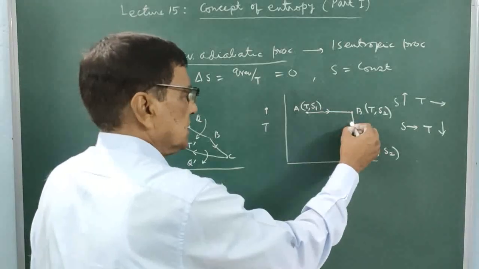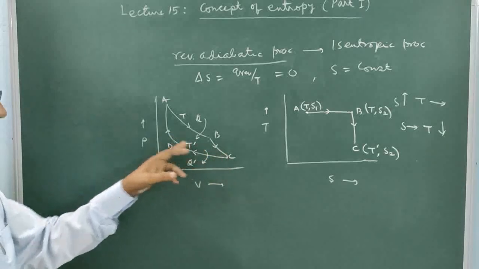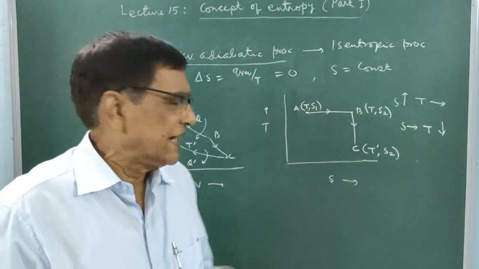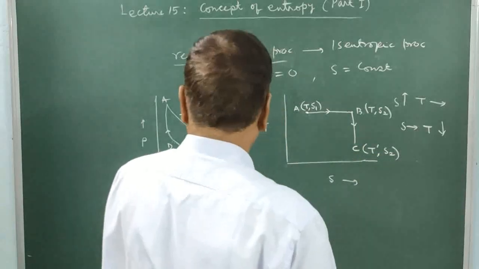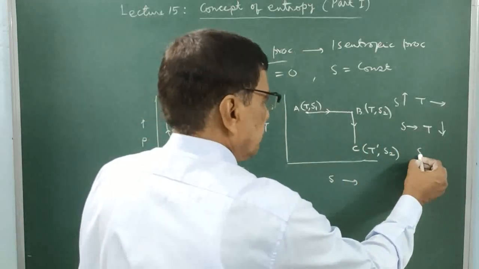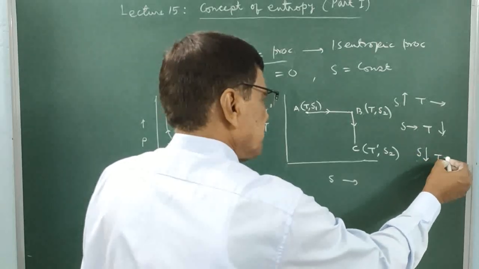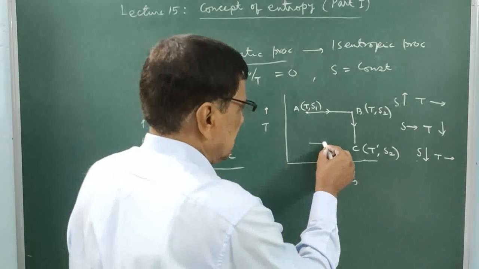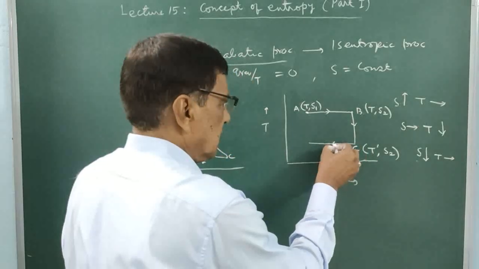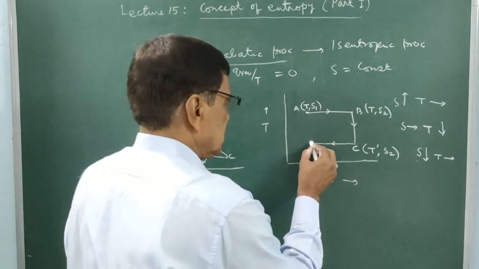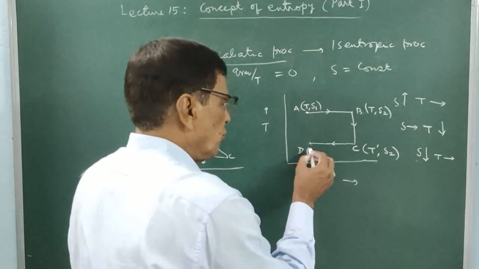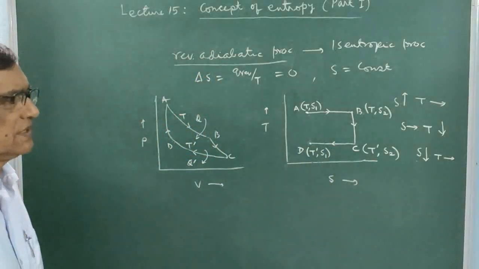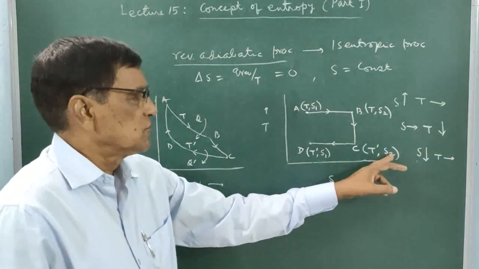So from this to this, and then this one, there is a rejection of heat Q dash from this system, so entropy will decrease. For this step, C to D, entropy will decrease but temperature remains the same, so the curve goes like this. Suppose this is D, and the coordinates of D are T dash and S1, as the entropy has decreased from S2 to S1.